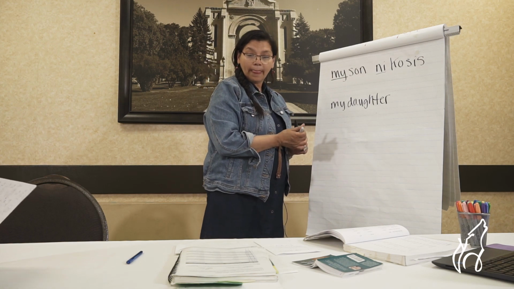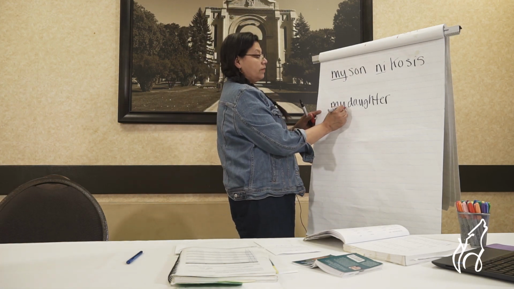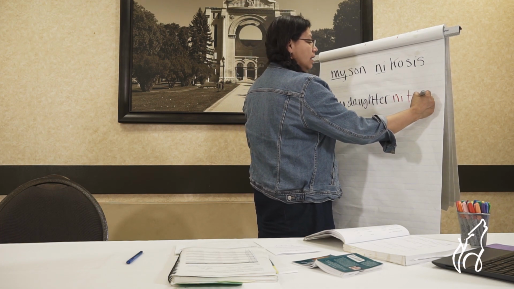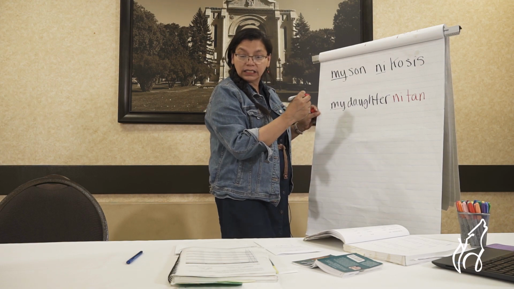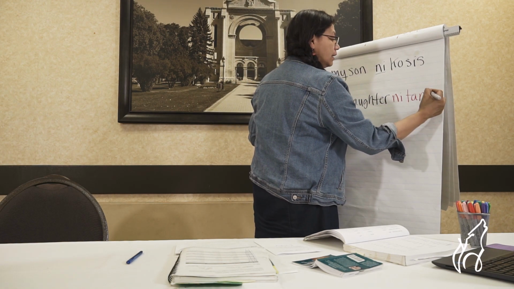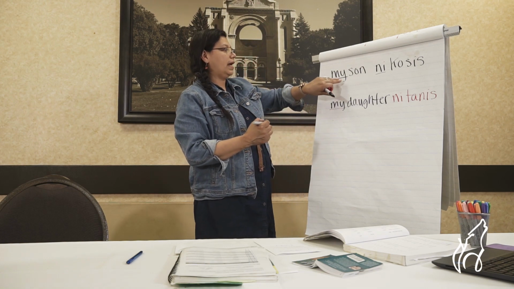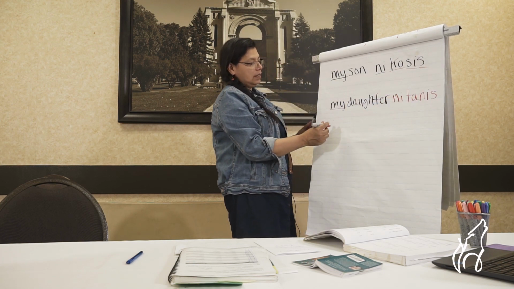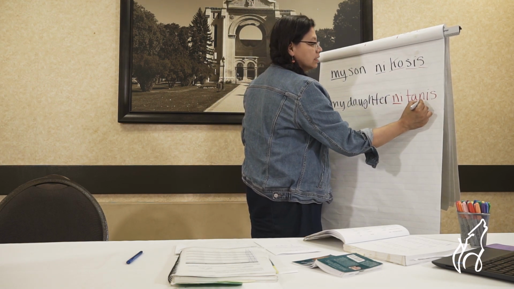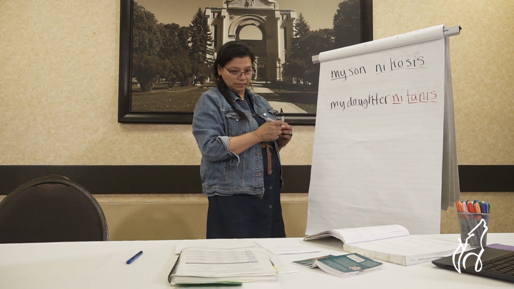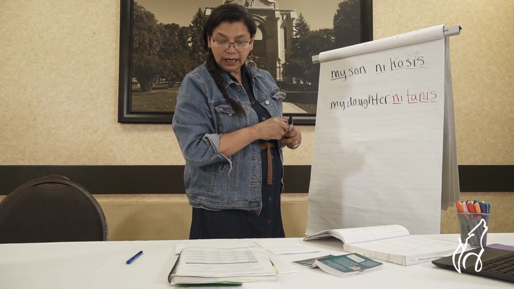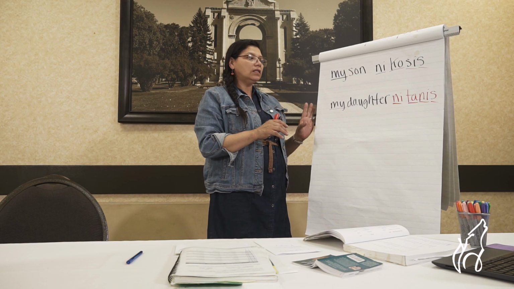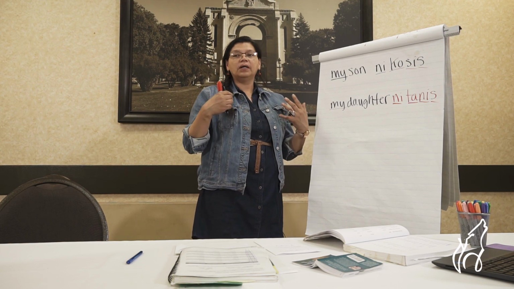And then we're gonna have my daughter. Then we have the my. What are we gonna start with again? Ne. Ne. Da. Nitanis. Okay, so one more time. My son, Negosis. My daughter, Nitanis. Ekose.